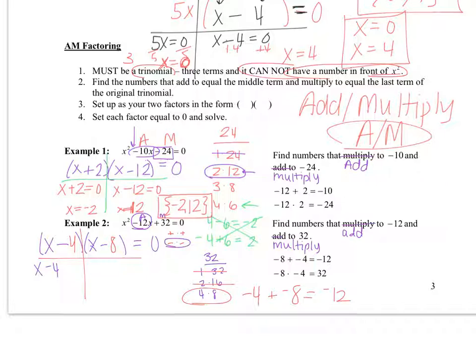So now I just set up my factors equal to 0. I add 4 to both sides. X equals 4. And in this case, x equals 8. So curly bracket, 4, comma, 8 is the solution. Okay, so that gets you factoring and solving quadratics with GCF and add multiply method.